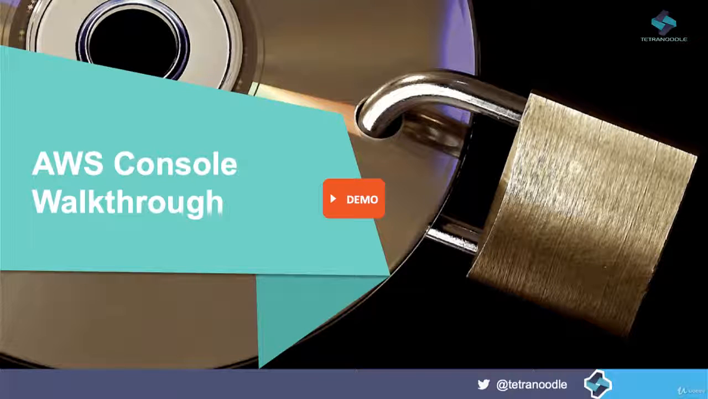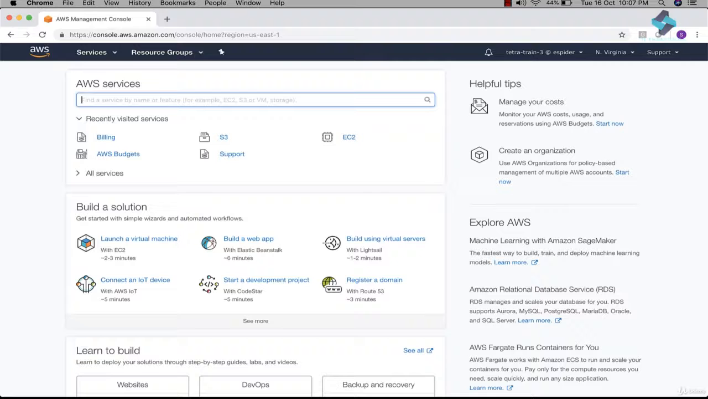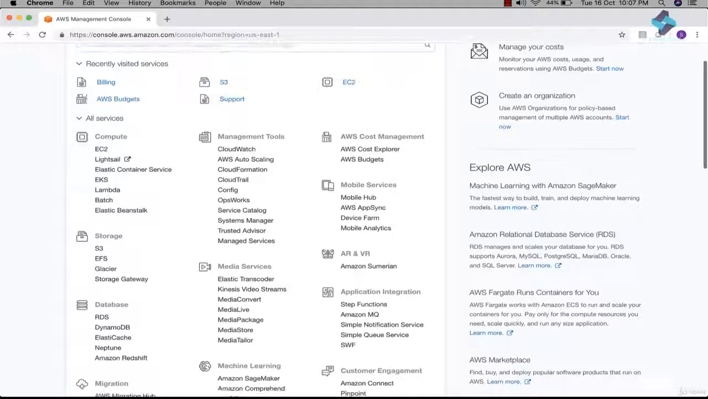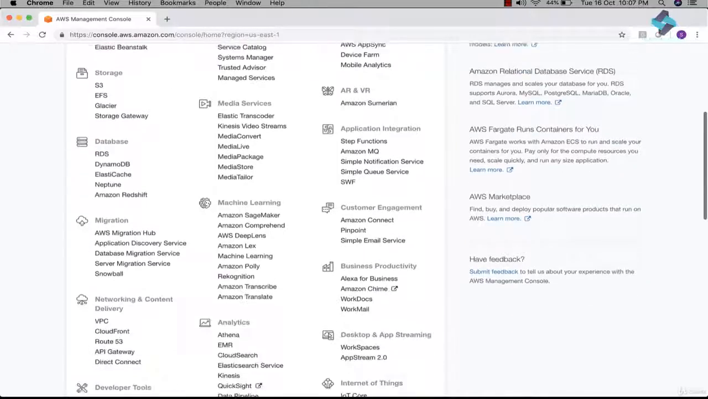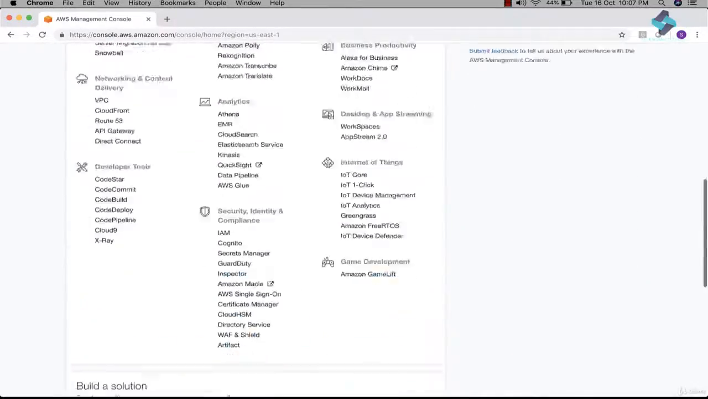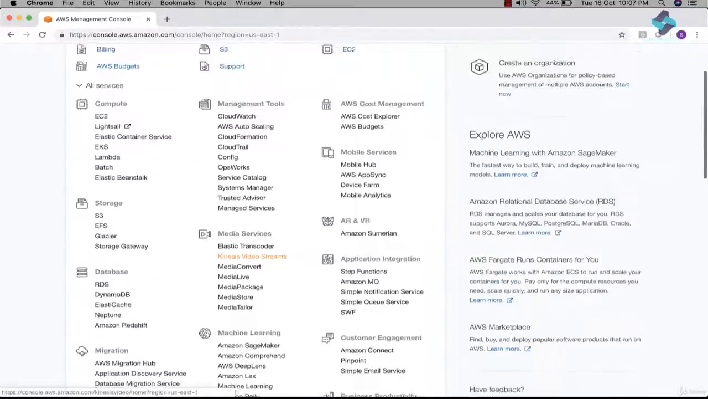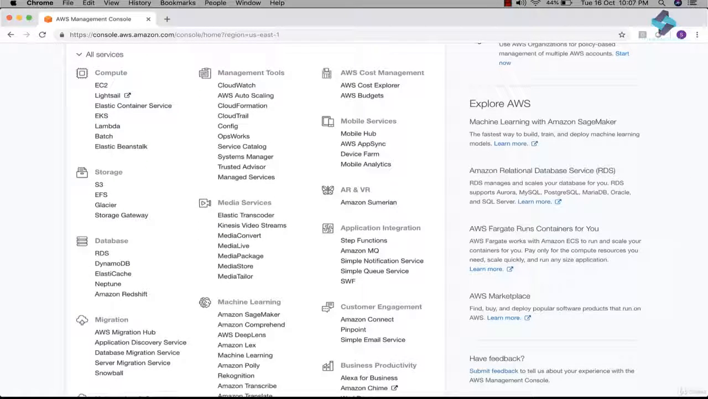So let's do a console walkthrough of AWS. We'll see what serverless products AWS have. All right, so this is the AWS console, and I hope you already know how to use this console. There are multiple services available in AWS. I mean, they have a plethora of services. Now, a lot of them are serverless.